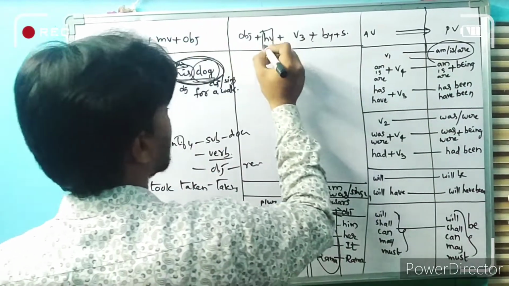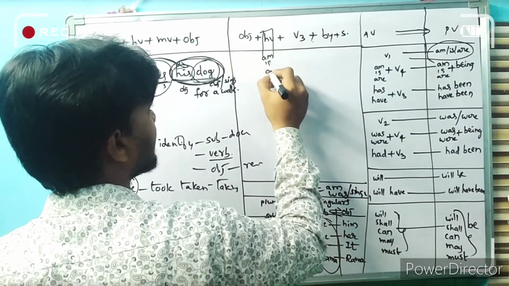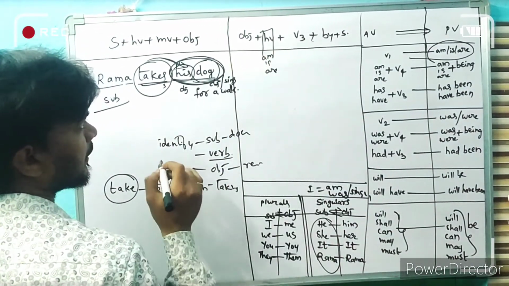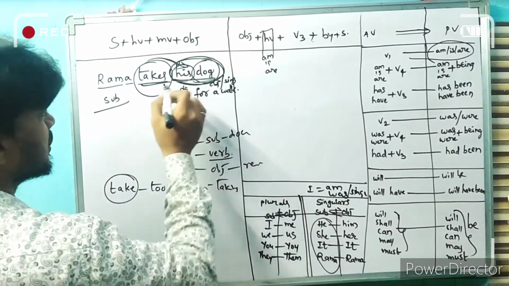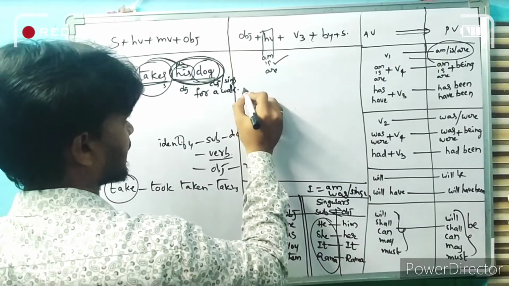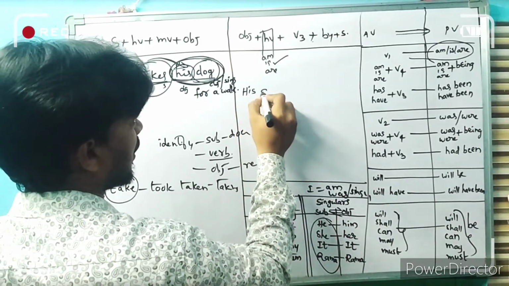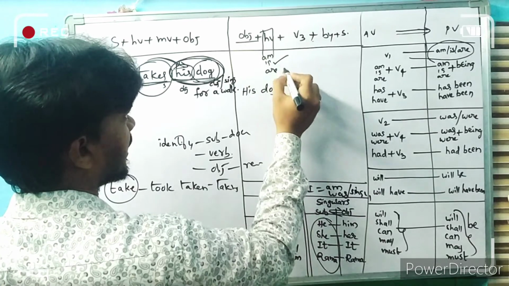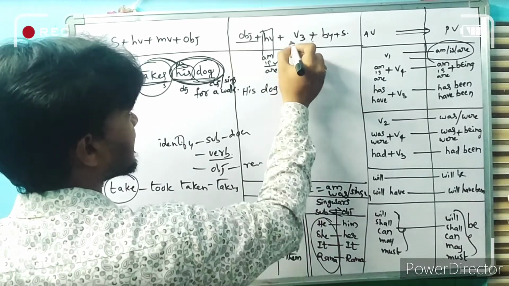So the helping verbs in passive voice are am, is, are. So dog is singular, so we use is. So now see the answer: His dog, object; helping verb, is; V3.